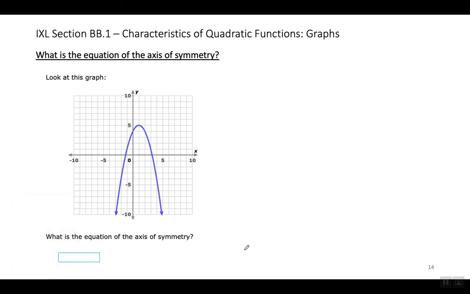Okay, so here again, what is the equation of the axis of symmetry? All right, so just look at the vertex. What is the x coordinate of the vertex?